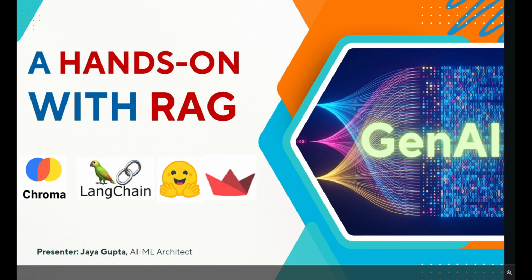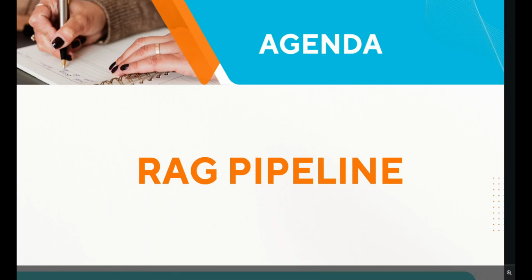So we will build this hands-on session with ChromaDB, LangChain, Hugging Face, and Streamlit. So we'll have deployable code. So this agenda is very clear now. We are going to build a RAG pipeline.